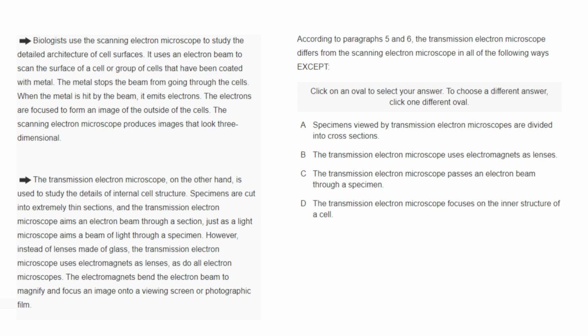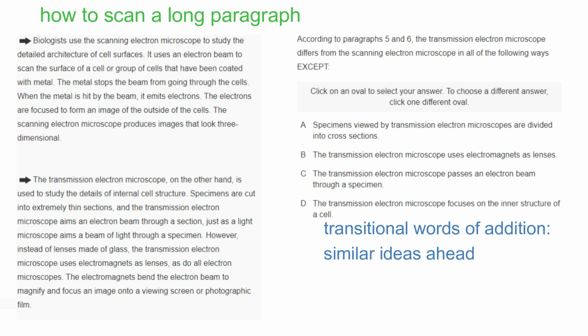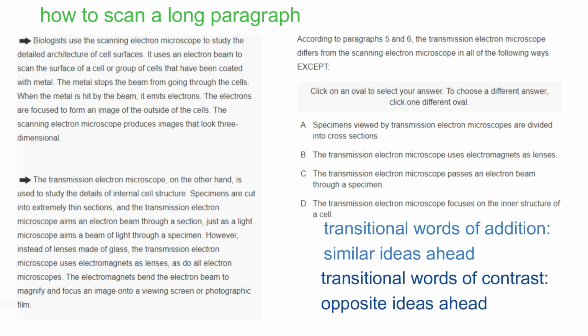Now, Dr. Burns has a tip for you on how to scan a long paragraph while looking for keywords. You should read in the unit of transitional words, as they are traffic signs in the world of ideas. Transitional words of addition, like moreover or for example, indicate similar ideas are ahead, so you can keep going in the same direction. In contrast, transitional words of contrast, like however and but, indicate that opposite ideas from the preceding ones are coming. Often, ideas that come after the transitional words of contrast are more important than the ones before, like you did a great job with the interview, but you didn't get the job.